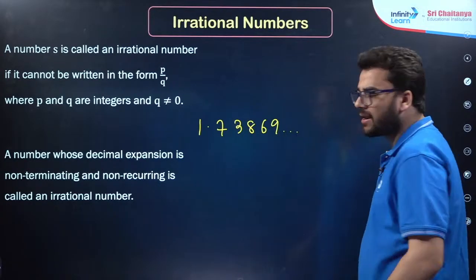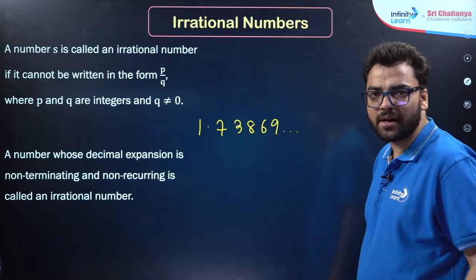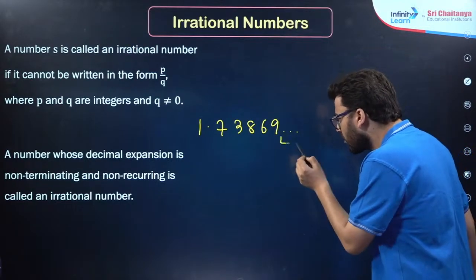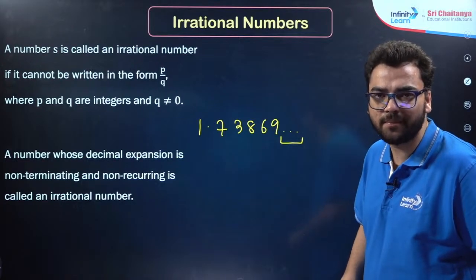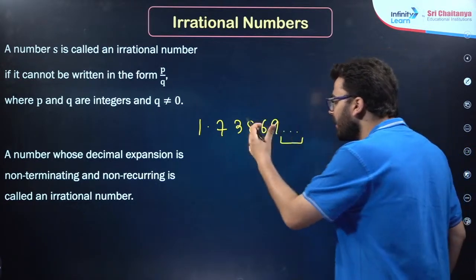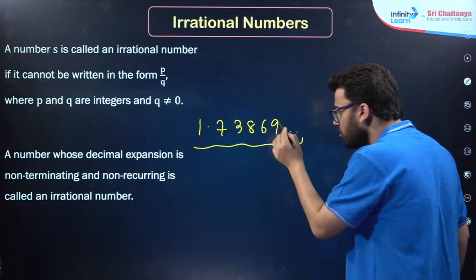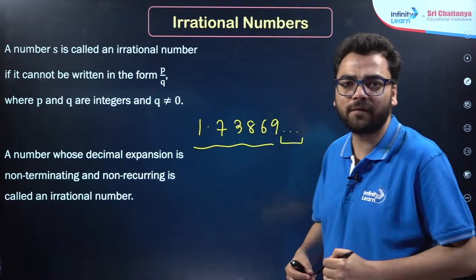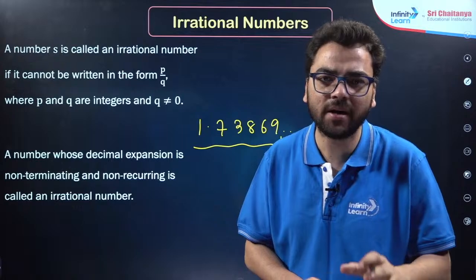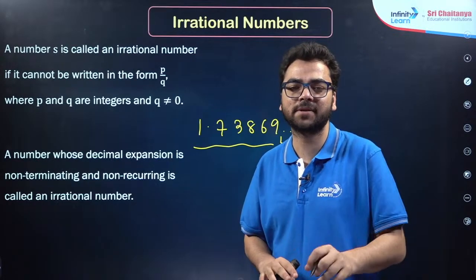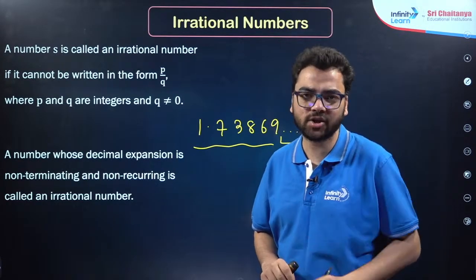So this is an irrational number. It is not terminating, when you use these three dots. It is not stopping after any place of decimal, and it is not repeating as well. Neither terminating nor repeating, then that type of number is called an irrational number. A number having neither terminating nor repeating decimal representation is called an irrational number.